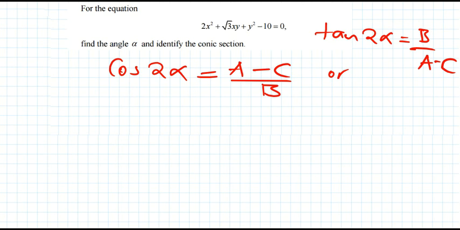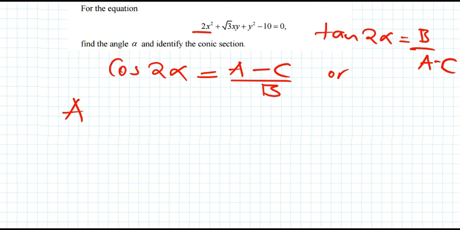The assumption is every single time we're going to be starting with x squared. So our a represents the coefficient of x squared, in this case a 2, and then our b represents the part that is attached to the product, and then our c represents the coefficient of the y squared term.